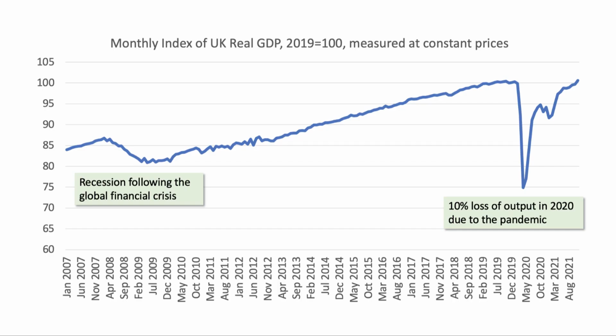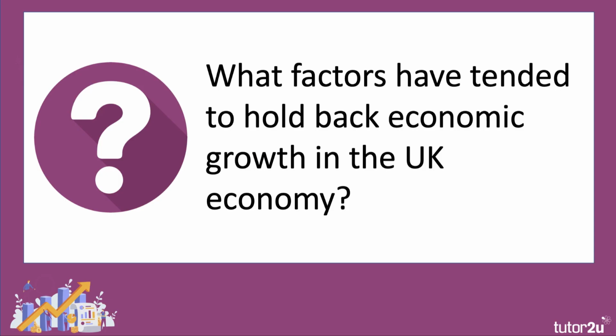Here's the chart showing the UK economic cycle, the cyclical path of GDP, the index of GDP, of course, showing the recession following the global financial crisis at the back end of the previous decade, then a period of steady growth, but then, of course, hit by the impact of the pandemic. There was a fall in real GDP of 10% in 2020. The economy has now picked up to where it was in 2020, but obviously still below where it might have been had growth continued on the path before 2020.